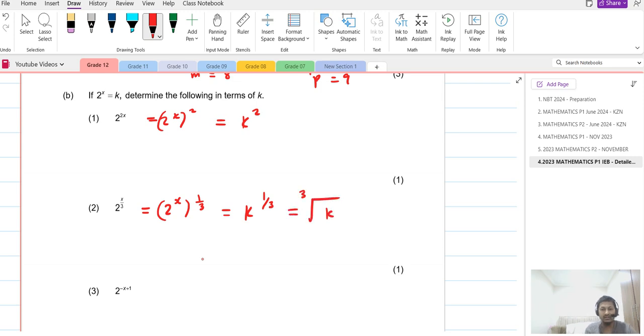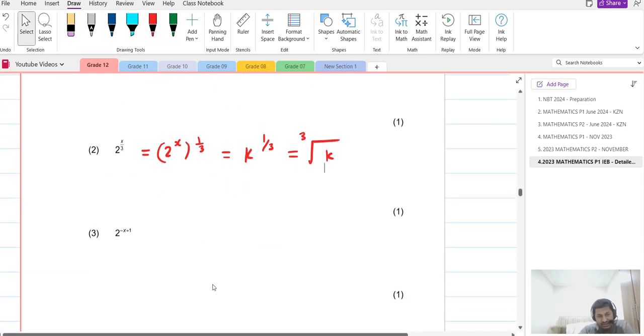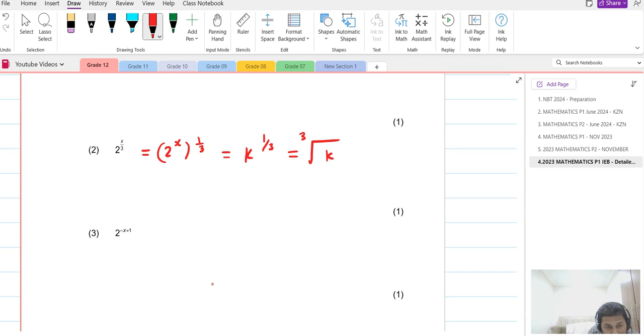Okay. And the last one, 2 to the power negative x plus 1. Let's break it up. 2 to the power negative x times 2 to the power 1. And next step, we're going to break this up as 1 over 2 to the power x times 2. So the times 2 remains the same. And 2 to the power x is k. So you get 2 over k. I hope you guys understood that.